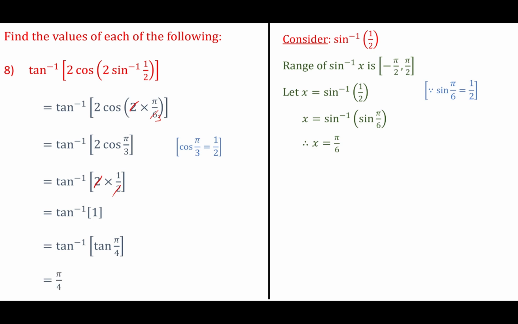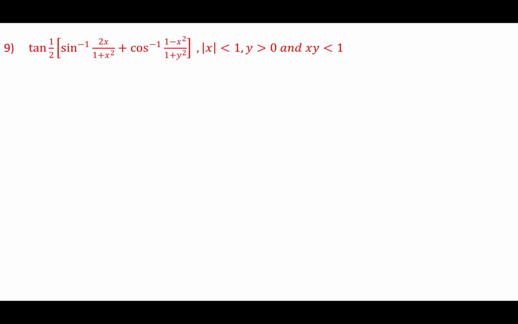And we know that the range of tan inverse x is negative pi by 2 to pi by 2, and this pi by 4 is in between this range. Okay. Question 9.